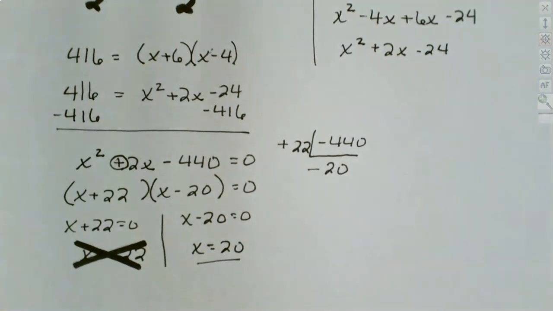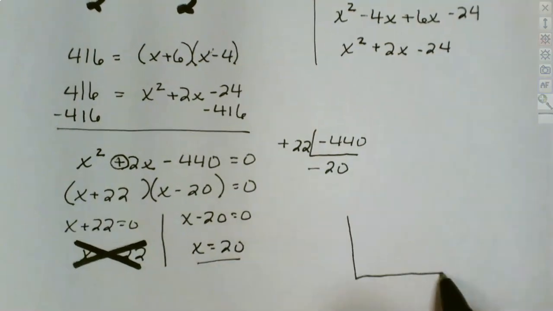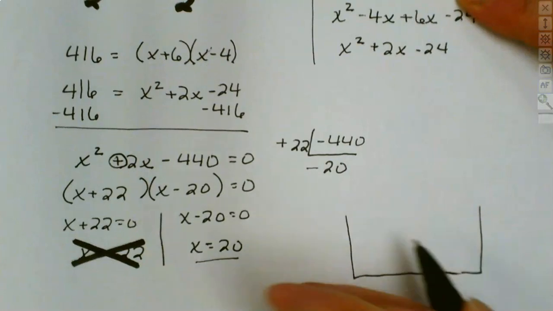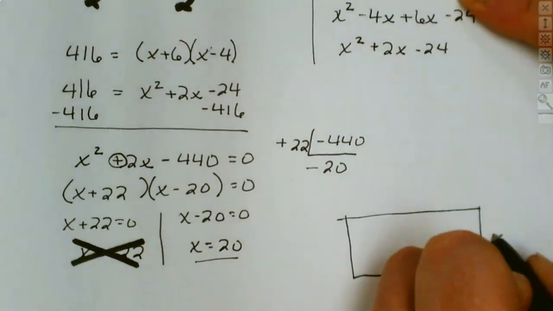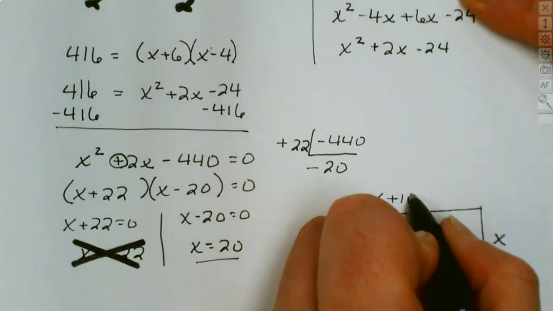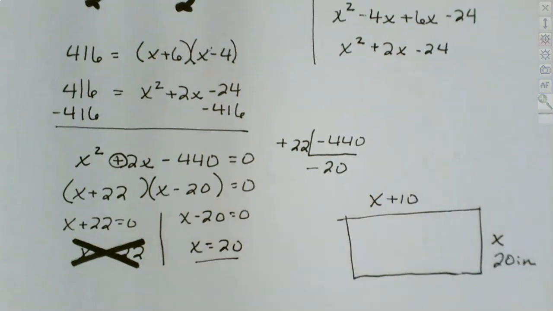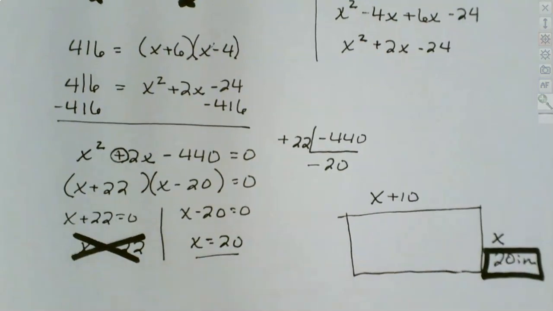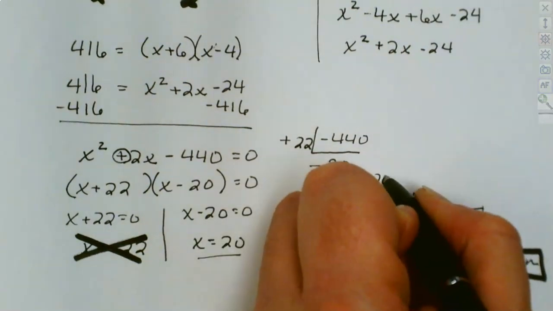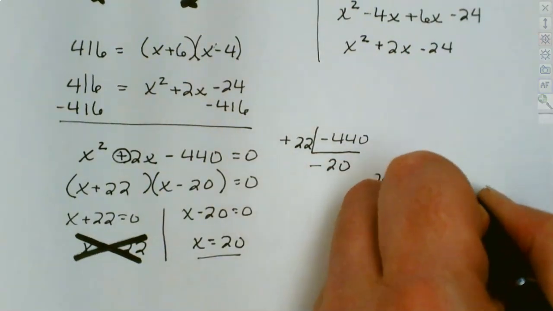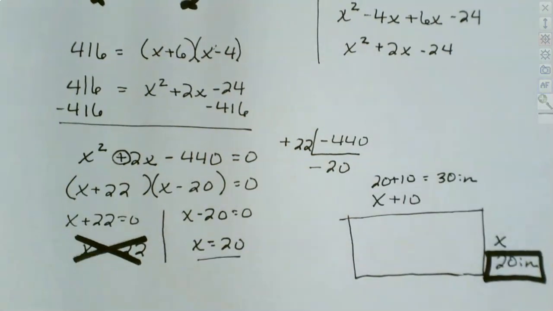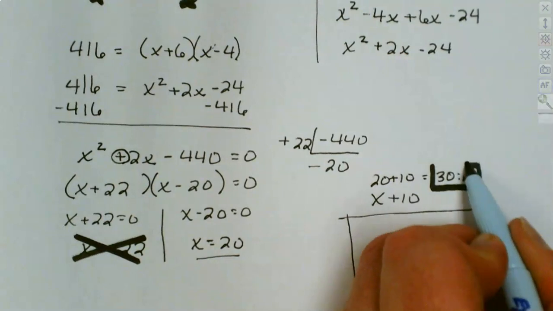Now, in this case, we do want the dimensions of the original figure. So the original figure is getting redrawn over here, the original sheet of metal. The original sheet of metal was x by x plus 10. So this piece right here is x, so that's 20 inches here, and there is that solution. The one on the top is x plus 10, so that's 20 plus 10, which is 30 inches. So the dimensions of that sheet of metal are 20 by 30.